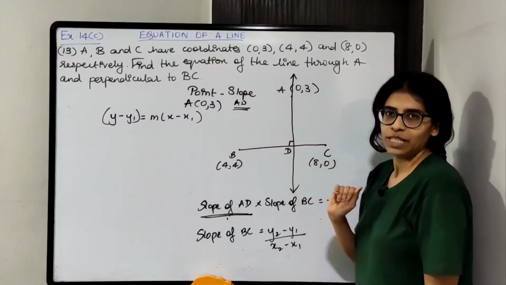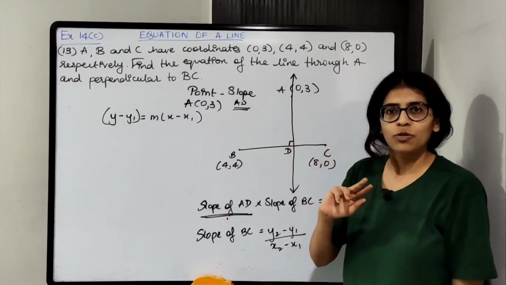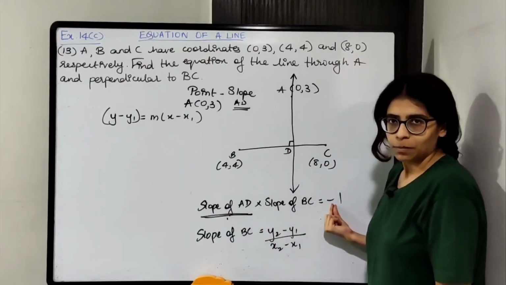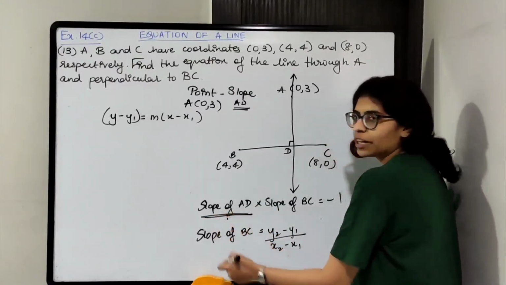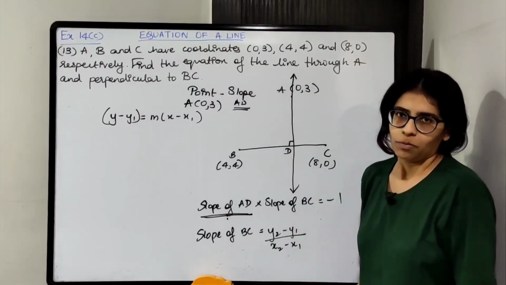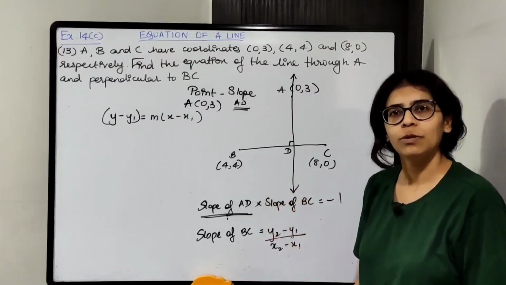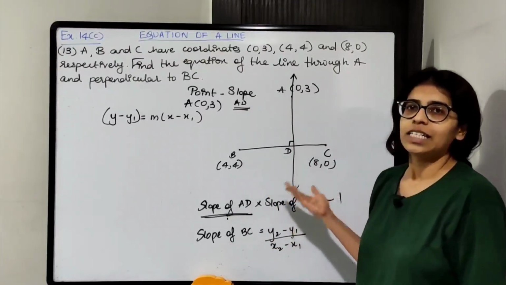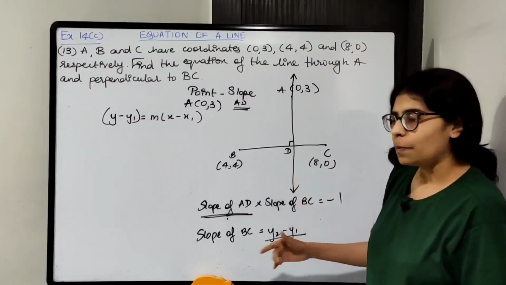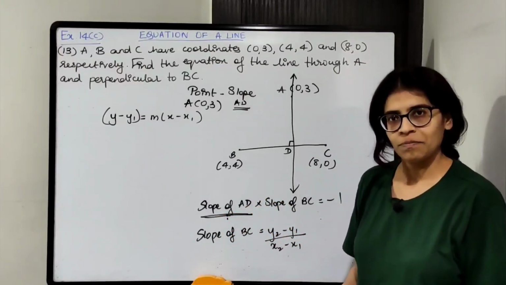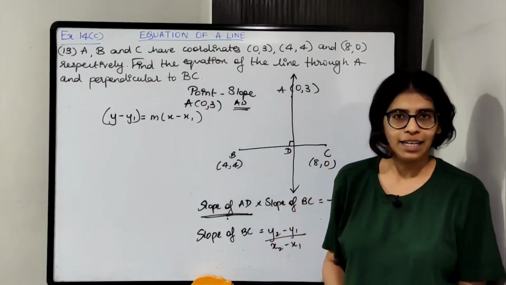AD is perpendicular to BC. So we know that the product of the slopes of two lines is -1. So slope of AD into slope of BC will be -1. AD का slope find out करना है, for that I need BC का slope. So BC का slope I can easily find out because I know the coordinates of the 2 points. Using the formula I can easily find out the slope of BC. Once I get the slope, AD का भी slope मिल जाएगा. Okay. So AD का slope मिल गया, then I can easily form the equation of the line AD.